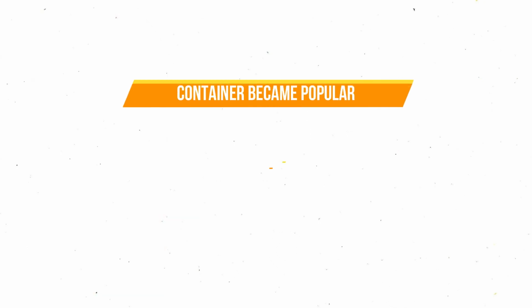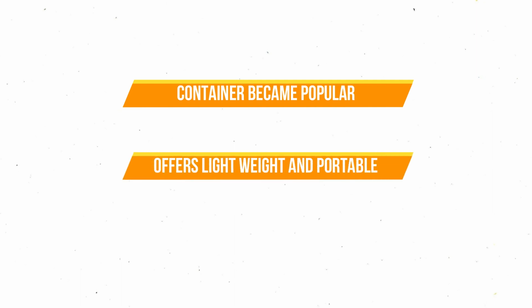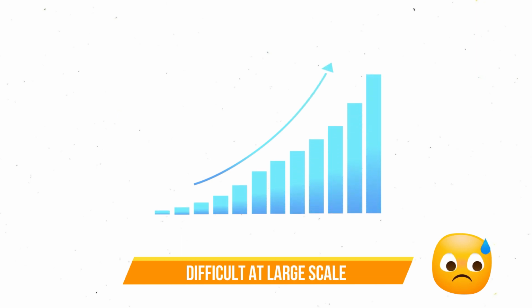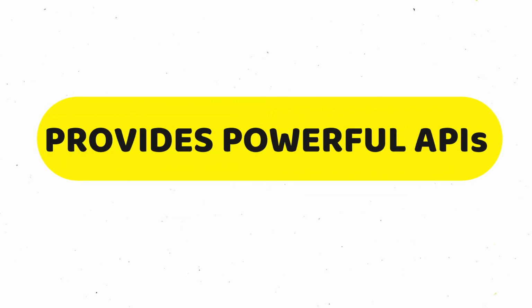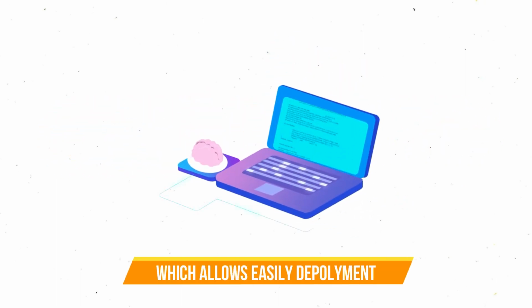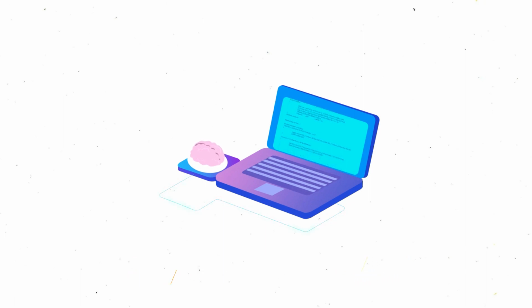Containers have become increasingly popular in recent years as they offer a lightweight and portable way to package and deploy applications. However, managing and scaling containerized applications can be difficult, especially at large scale. Kubernetes addresses this challenge by providing a set of powerful tools and APIs that allows you to easily deploy, scale, and manage containerized applications. Some of the key features of Kubernetes include automatic scaling.